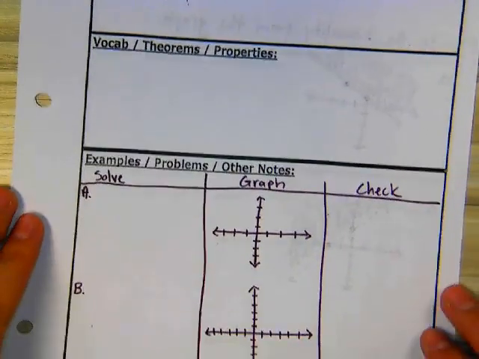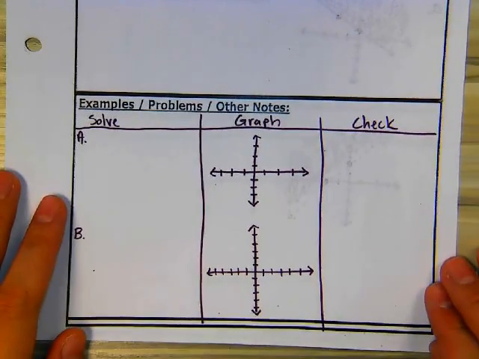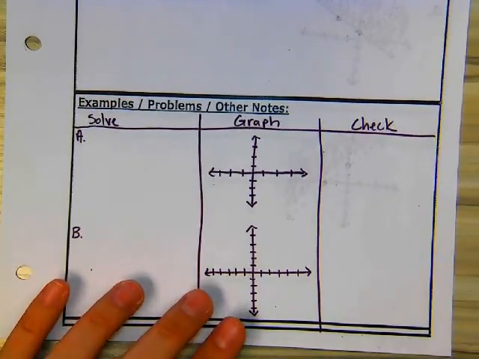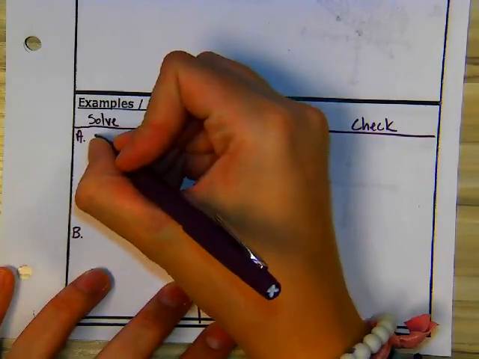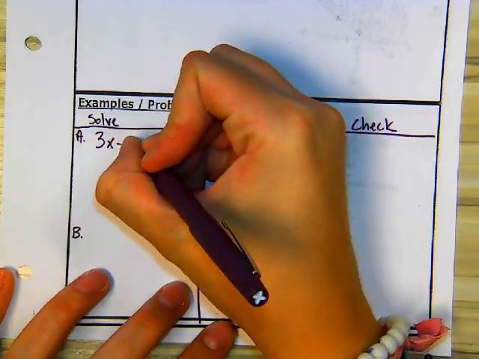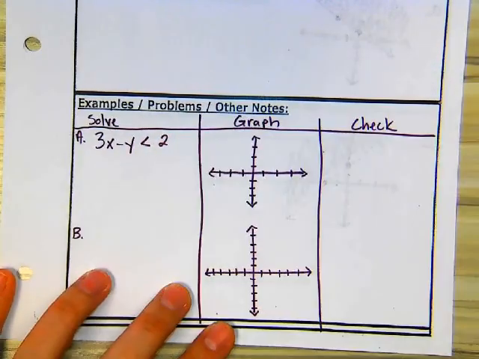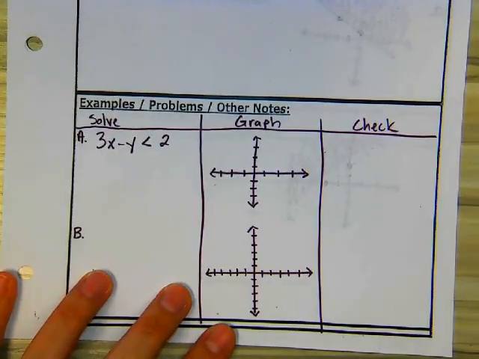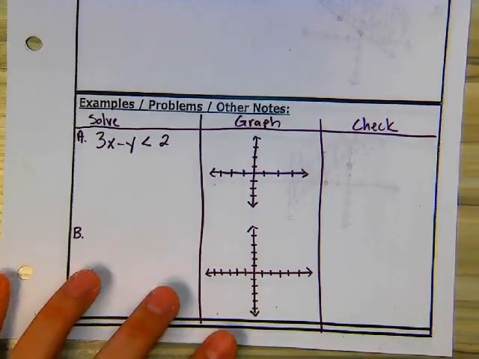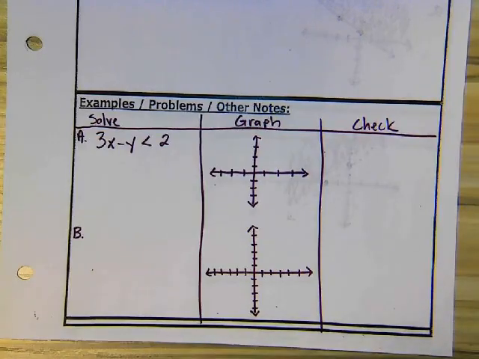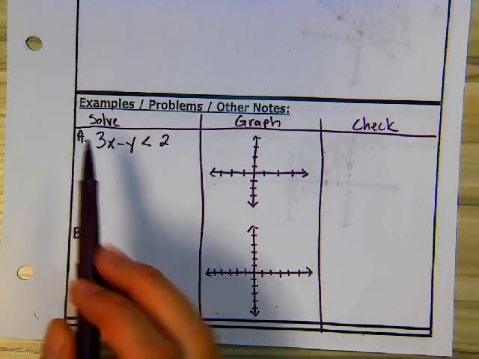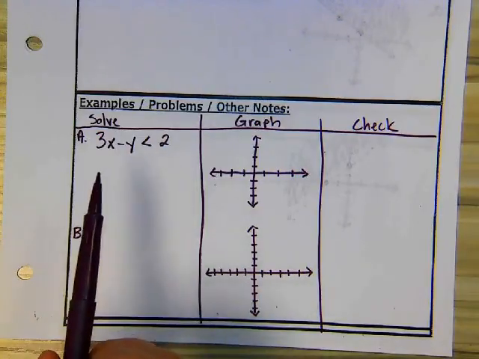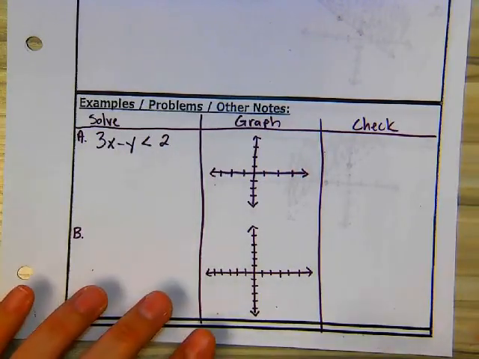There's no vocab, theorems, or properties that we need to know, so we're just going to get right into our examples. Our first example is 3x minus y is less than 2. The first thing we need to do is solve for y, because that gets it into slope-intercept form, just like we have with equations. If we solve for y, the x gives us our slope, and we're also given a y-intercept to make it easy for us to graph.